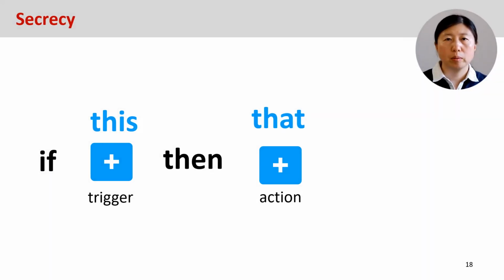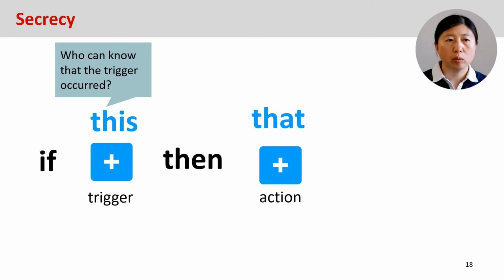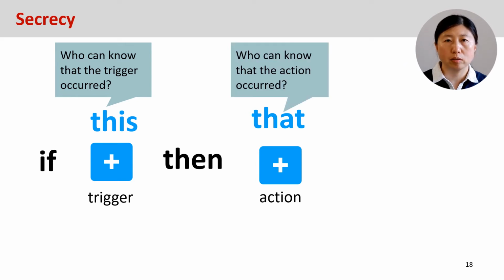So our security label is composed of a pair of a secrecy label and an integrity label. And we'll discuss the secrecy label first. The first step is to decide what the meaning of the secrecy label is. And we have settled on the following. For a trigger, the secrecy label denotes who can know that the trigger has occurred. Similarly, for the action, the secrecy label denotes who can know that this action has occurred. Some of you may already have seen issues with this, and we'll come back to this in later slides.